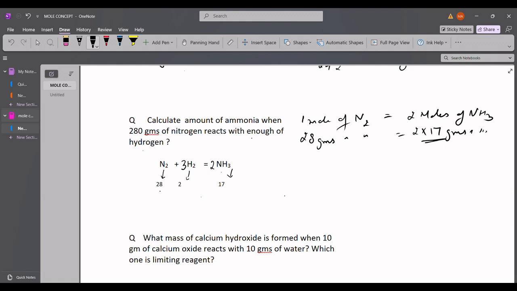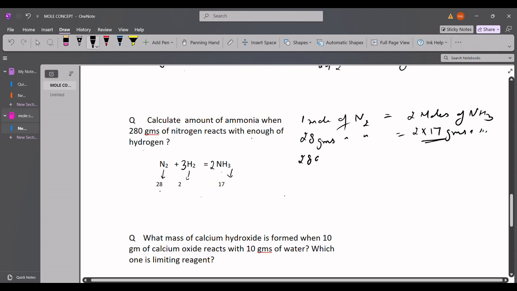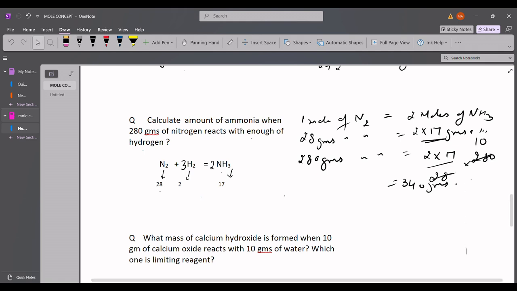Normally all the students do this wrong. So when 280 grams of nitrogen reacts, it should be 2 into 17 into 280 divided by 28. So 340 grams of ammonia will be produced, right? Now we will do the next question.